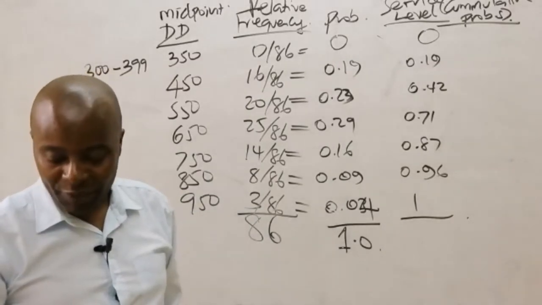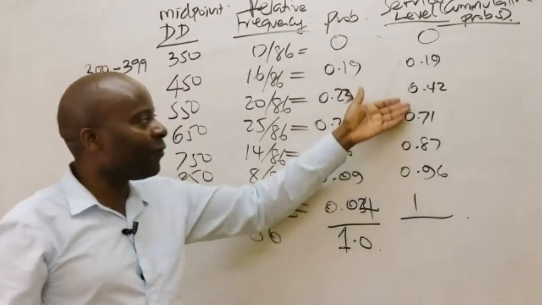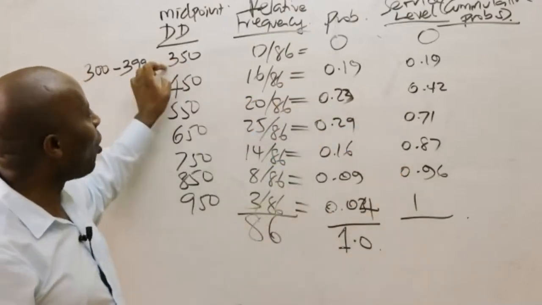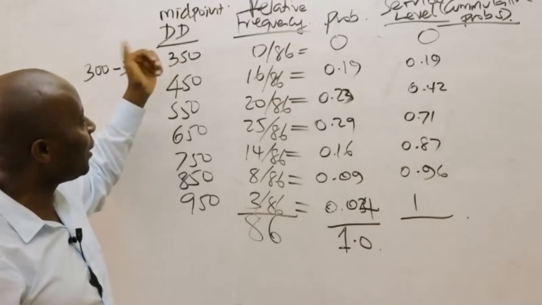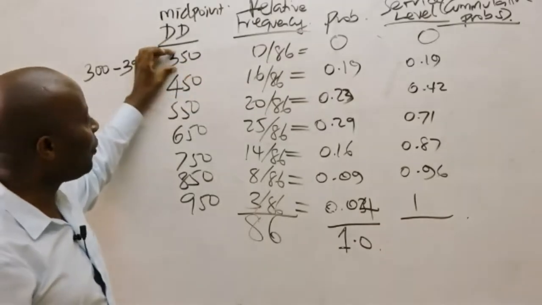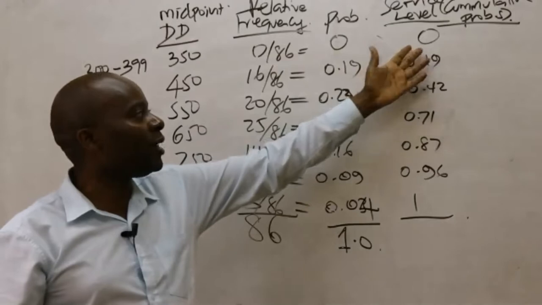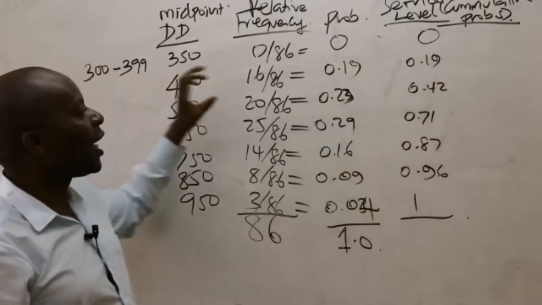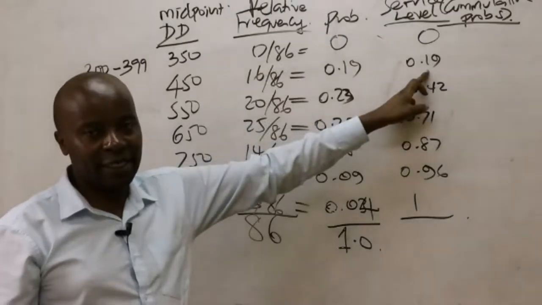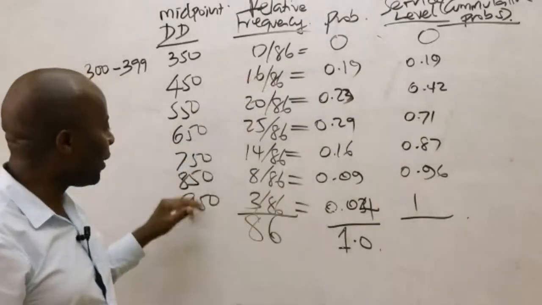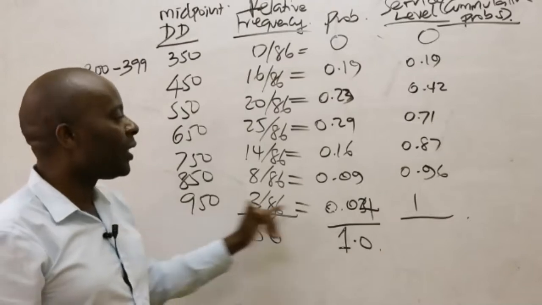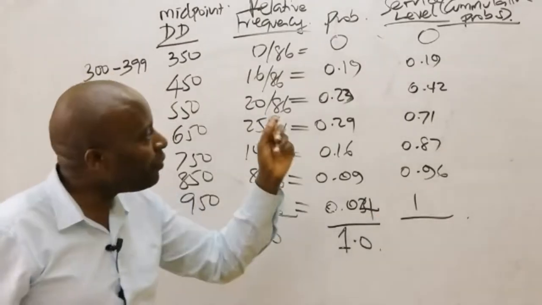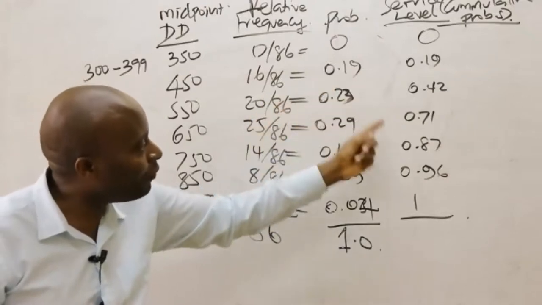What does this service level mean? If you've done this in your normal class, you know that if you stock, you're trying to match the demand versus the stock, the supply. If I supply 350, I'll only be able to serve 0. If I supply 450, I'll be able to serve 19%. If I supply 950, then I shall be able to serve 100%. So we have our service level that has been defined there.